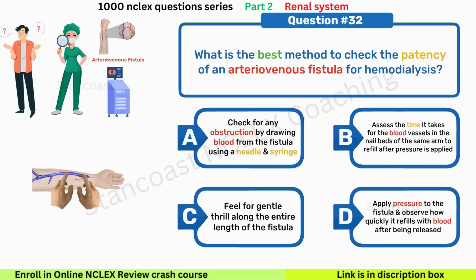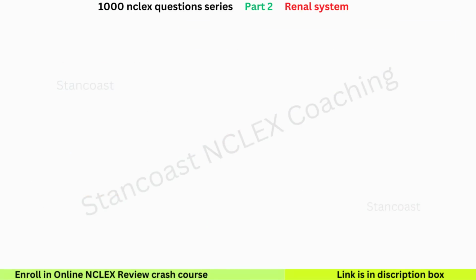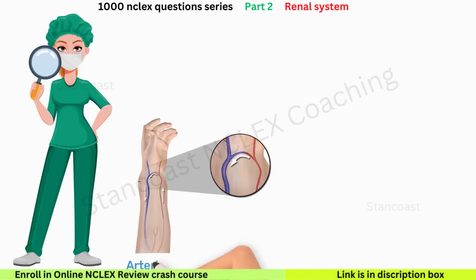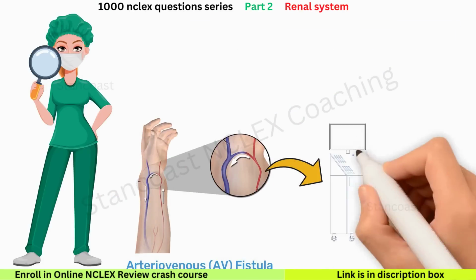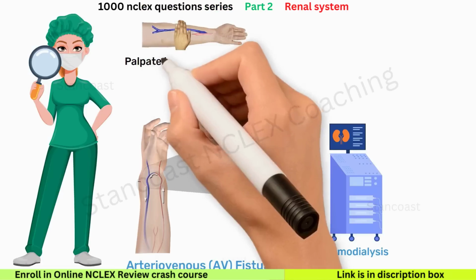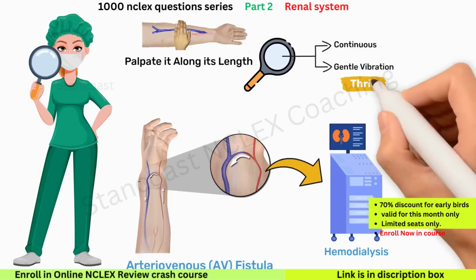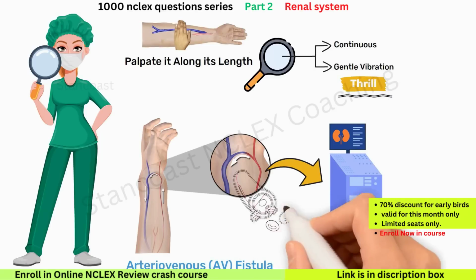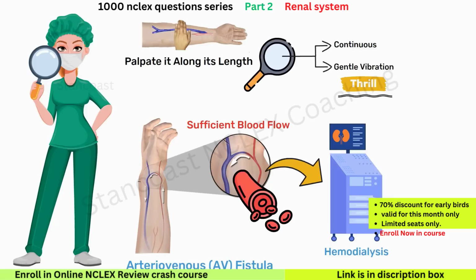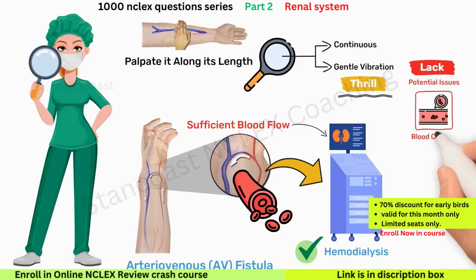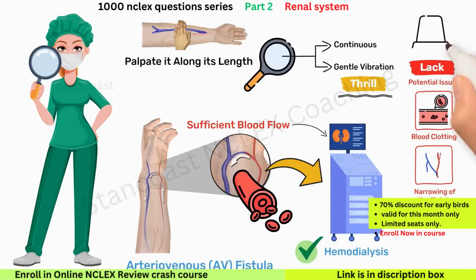The correct answer is C. Feel for a continuous, gentle vibration along the entire length of the fistula. The most effective method for determining if an arteriovenous AV fistula is open for hemodialysis is to palpate it along its length to detect a continuous, gentle vibration known as a thrill. The presence of a thrill indicates sufficient blood flow through the fistula, which is vital for successful hemodialysis. A lack of this vibration could suggest potential issues, such as blood clotting or narrowing of the fistula, requiring prompt medical attention.